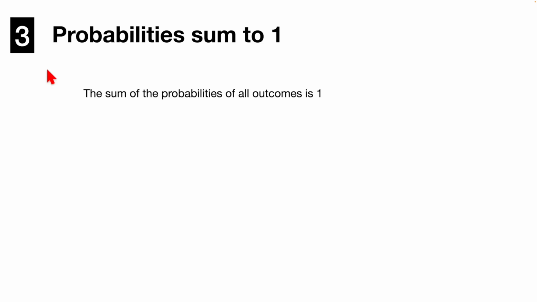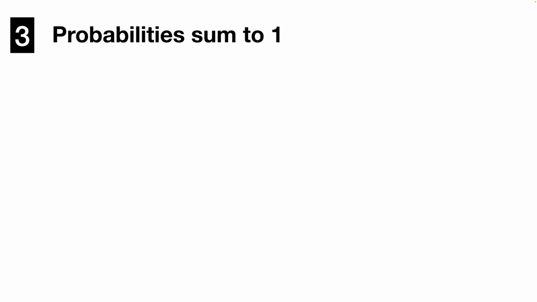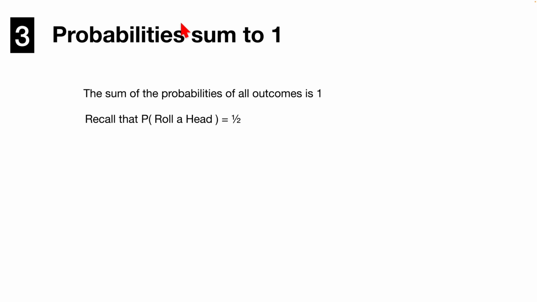Probabilities sum to 1. We've seen that the probabilities sum to 1 before, but let's go over it again and recall that if you add the probabilities of every single outcome, they will add up to 1. Well, we can prove that. The sum of probabilities is 1.